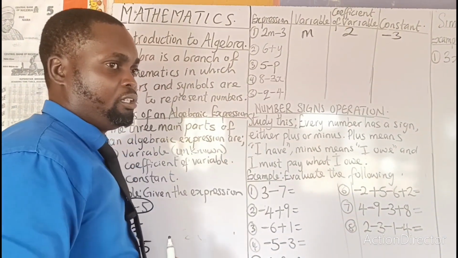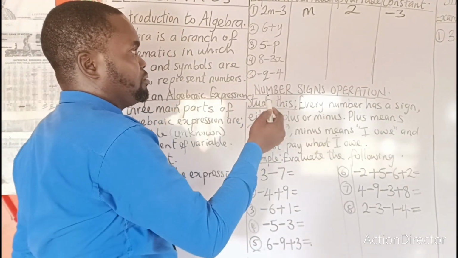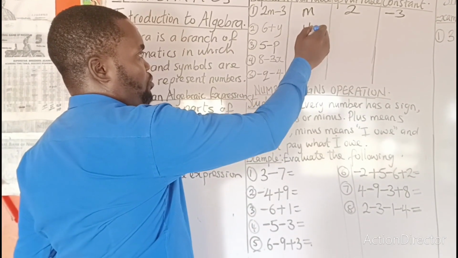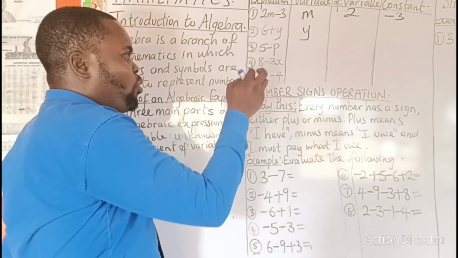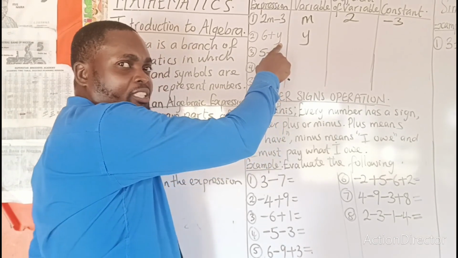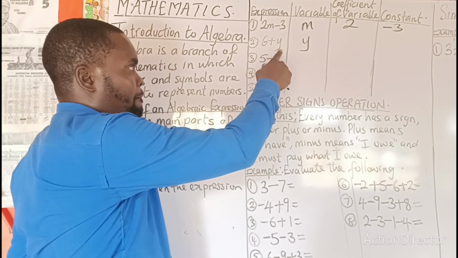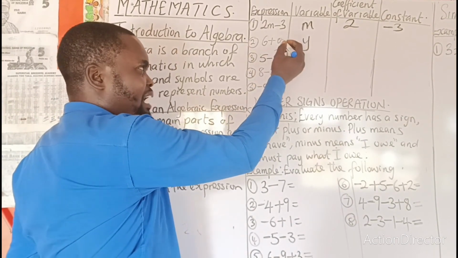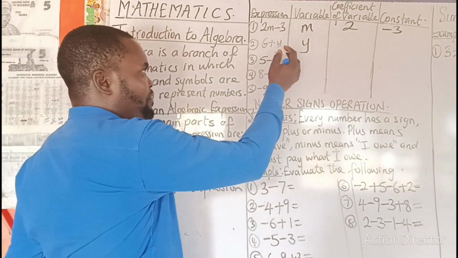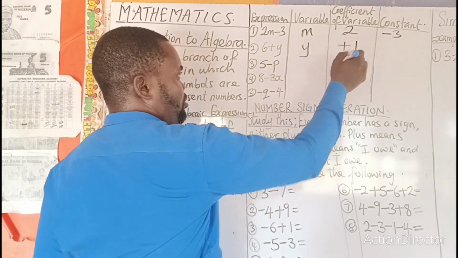Let's look at the remaining ones. Here, what do we have? What's our variable? Y. So I write what? Y. What is the coefficient of y? Remember, coefficient means the number holding the variable. What's the number holding this variable here? One. How many y is this? One. That means there is an invisible 1 there. Do you understand that? So the coefficient is 1 or plus 1. So we have plus 1.